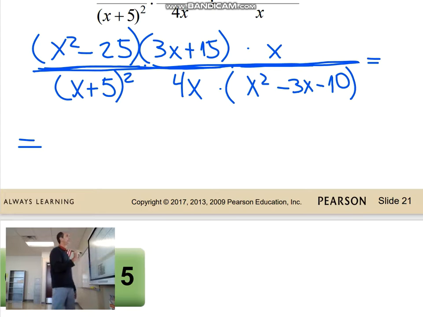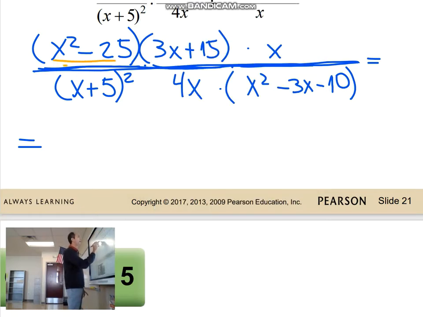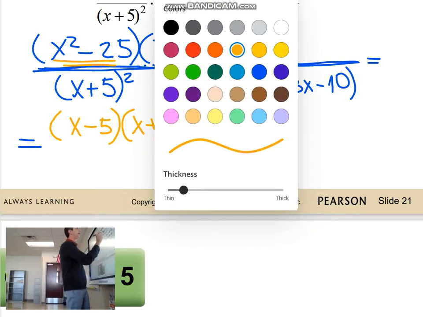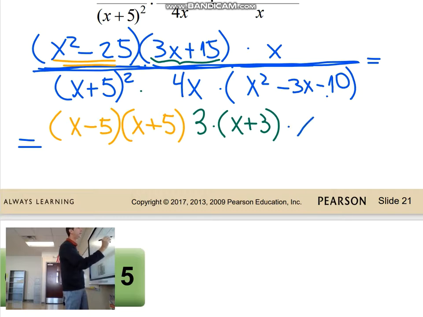Look, this is something where we have to apply a few formulas. The first formula we're going to apply is here: difference of squares, 5 minus x times x plus 5. And here, on the next one, we can factor out something. The factor that's common to both terms is 3: 3 times x plus 3. And here we don't have anything to factor out, just times x.